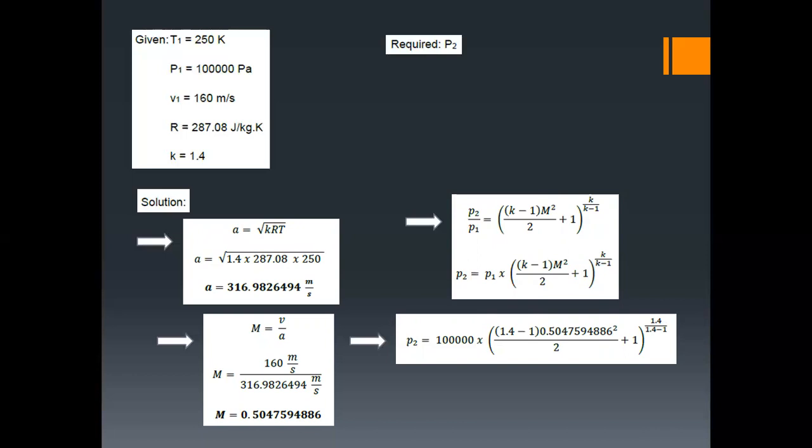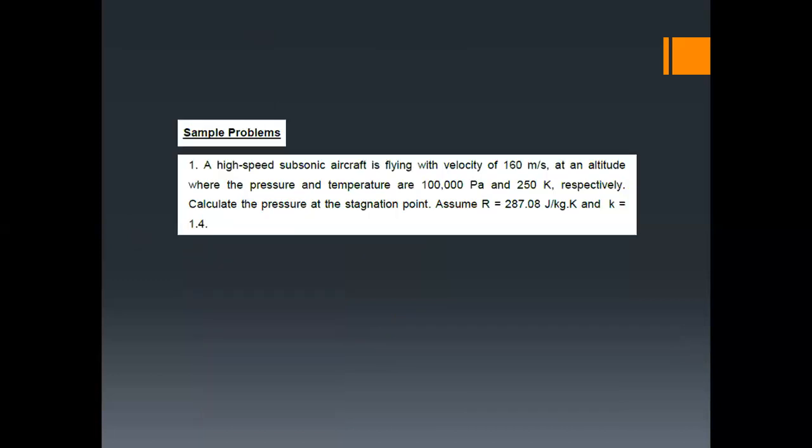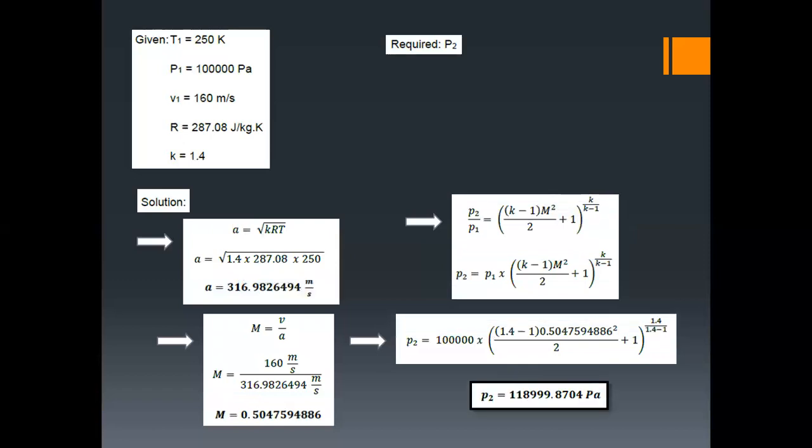So we can use this formula: P2 is equal to P1 times the quantity (k minus 1) times M squared over 2, plus 1, raised to k over k minus 1. Directly input the given values, and then we'll get our pressure at the stagnation point, which is 118,999.8704 pascals. So that is the pressure at our stagnation point.